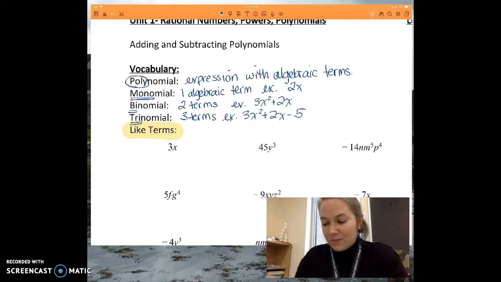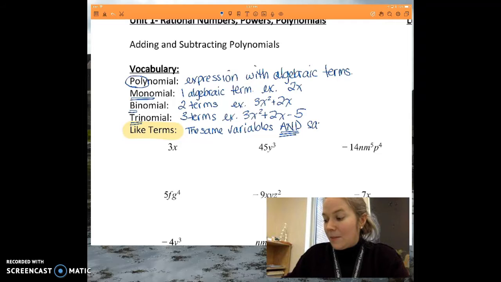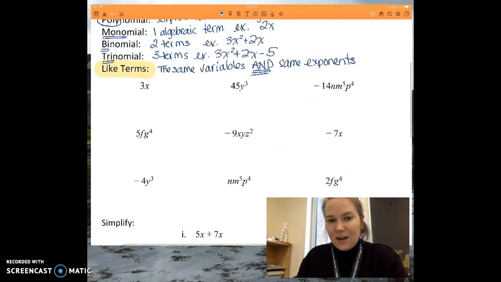And like terms must have the same variables and, very important, the same exponents on those variables. Okay, the same variables and the same exponents. So let's take a look at these terms and let's try and identify the like terms. Remember, the same variable, the same exponents.